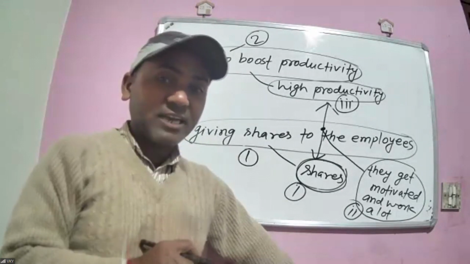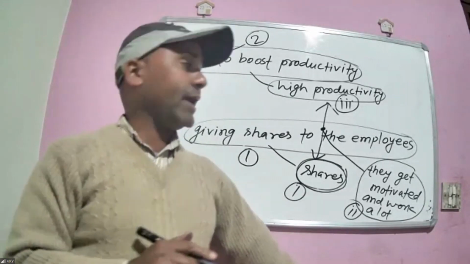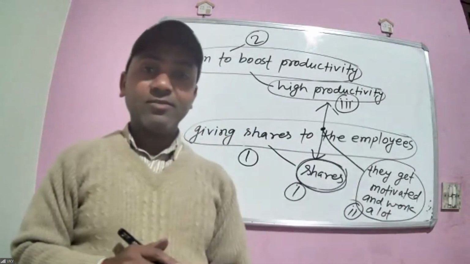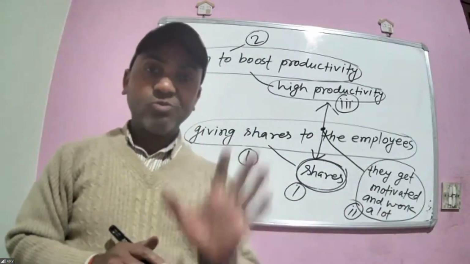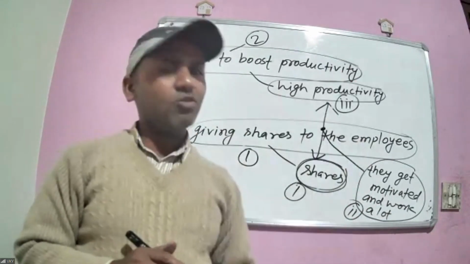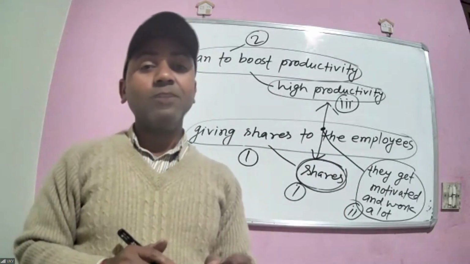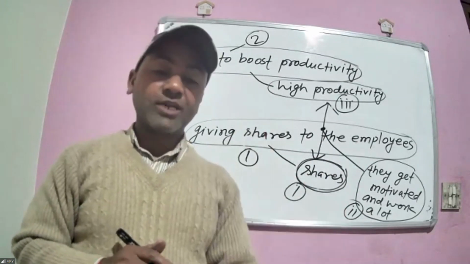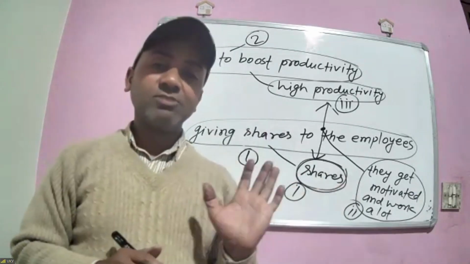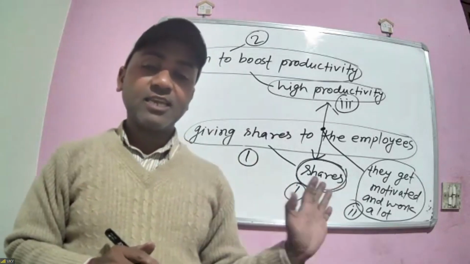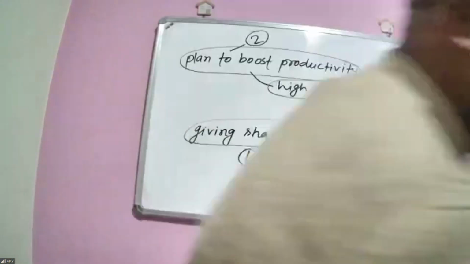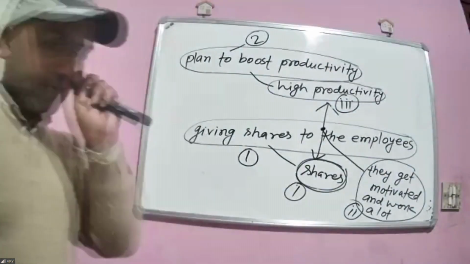This is the assumption. In the same way, the CEO had a very good knowledge of this assumption. The CEO better knew. Yes, if shares are provided, they get motivated and work a lot. Then productivity will be high. So that's why the CEO initiated the plan to boost productivity by giving shares to the employees. Is this clear to you? Any confusion?